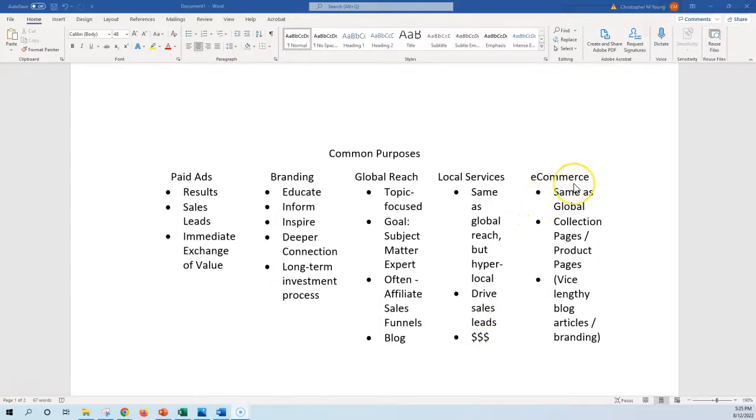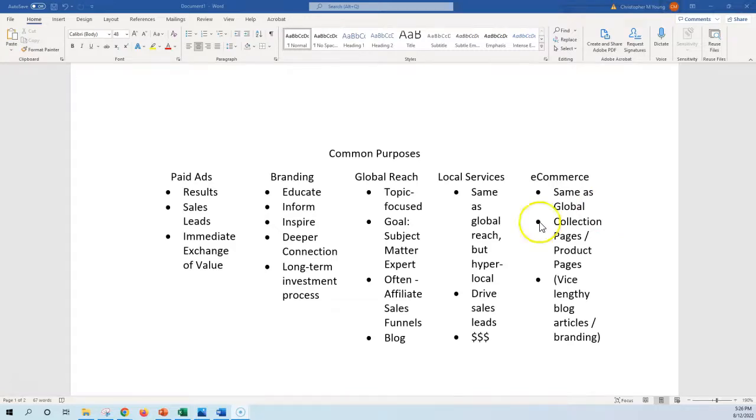And then with the e-commerce space, obviously it's the same as the global space. You're still playing in that bigger pond outside of the local realm here. But the difference is you have different products and results that you can present to your target audience. So when they're on your website, what they're considering ultimately is going to be in the collection pages or the product pages, what they call category pages sometimes. We'll see that in a moment.